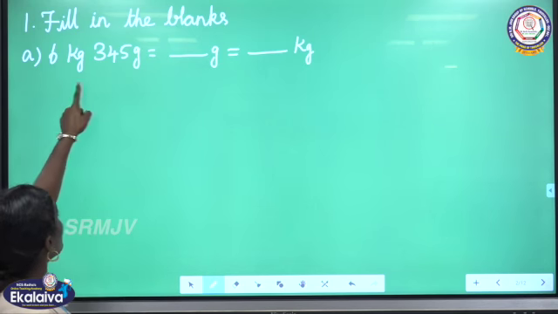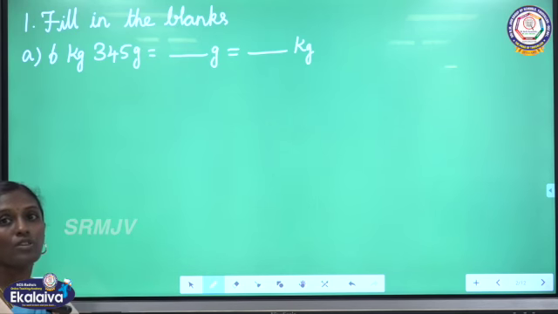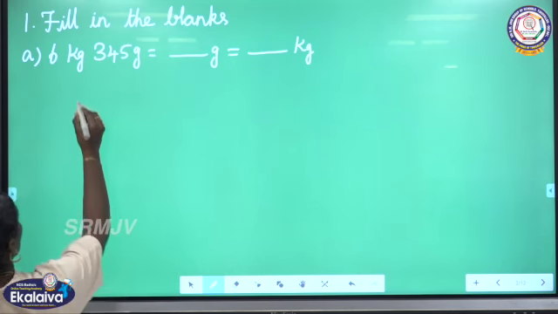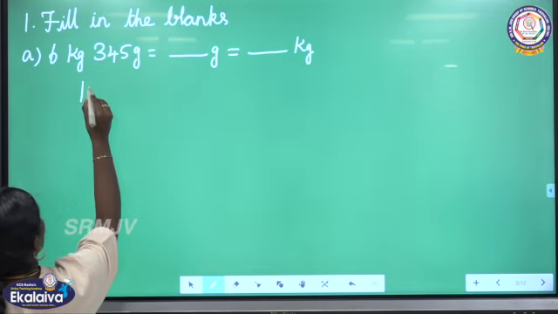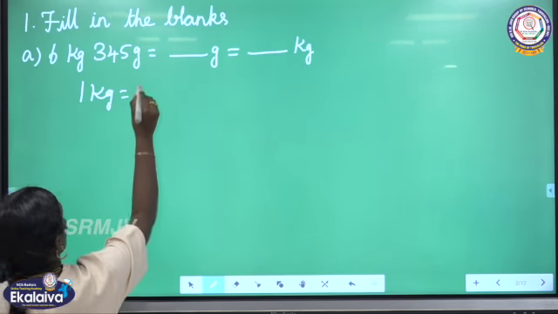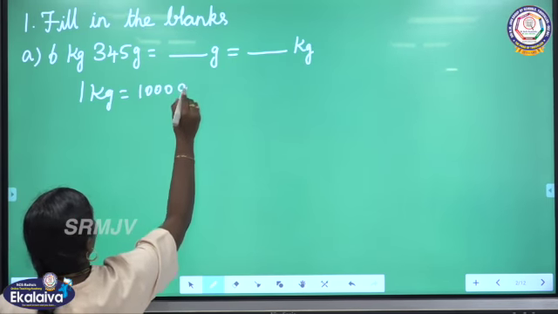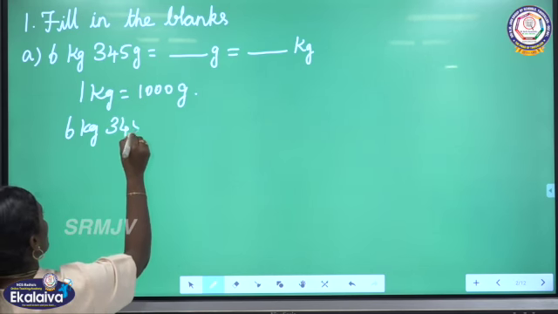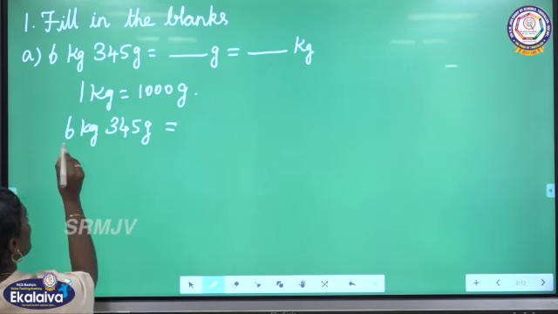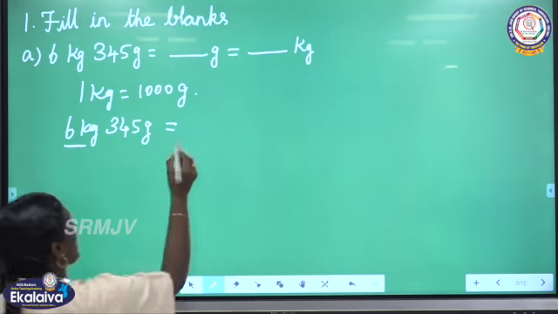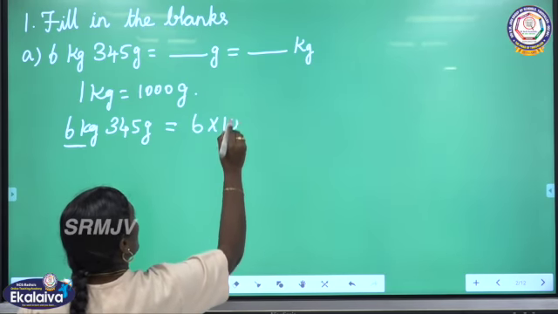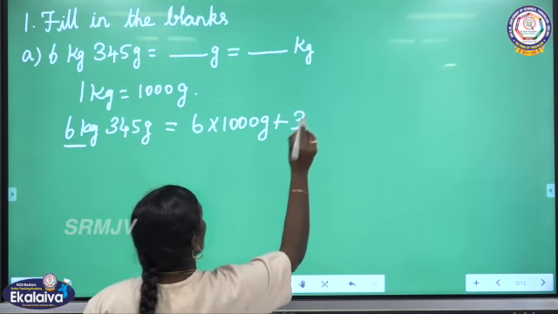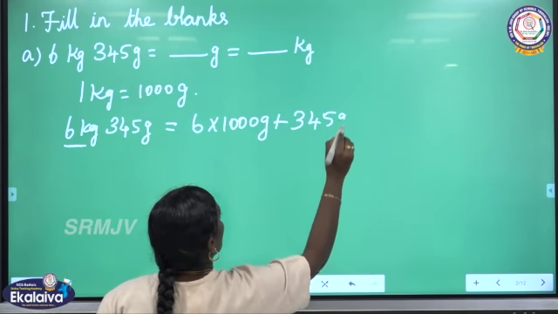First we are going to convert kilogram to gram. So greater unit to smaller unit. So that is multiplication. We have to use multiplication. We know that 1 kilogram is equal to 1000 gram. Here 6 kilogram and 345 gram is there. Now we are going to convert 6 kilogram to gram. So 6 into 1000 gram plus already 345 gram is there.